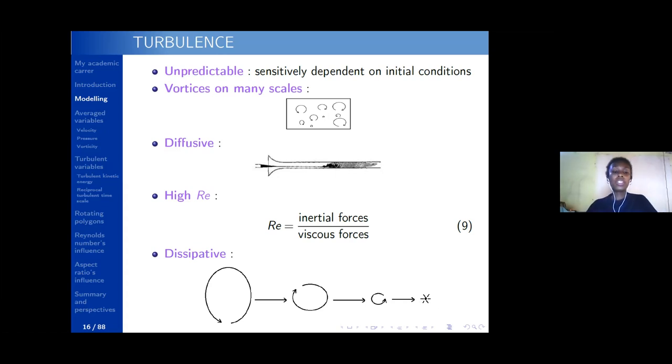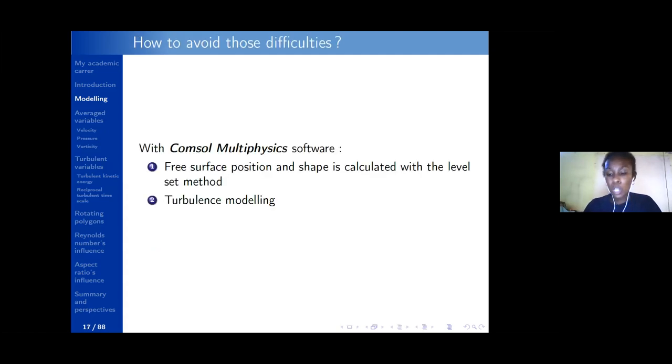So those characteristics of turbulence make it difficult to simulate, and we should avoid those difficulties. For that, we consulted multiphysics software to avoid the difficulties with the high number of coupled PDEs. We calculated the free surface position and shape with the level set method. This method permitted us to reduce the number of PDEs to couple.